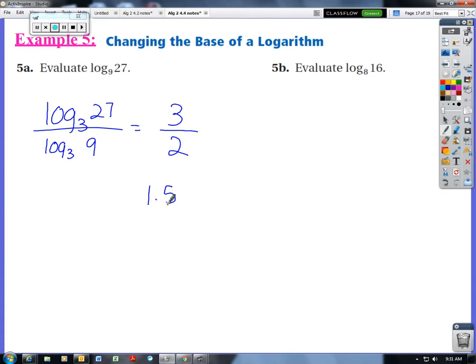On this one, 8 and 16 are both powers of 2, so I would use log base 2. 16 on top, log base 2 of 8 on bottom, and log base 2 of 16 would be 4, 2 to the fourth is 16, and the bottom one would be 3, so this one's 4/3.